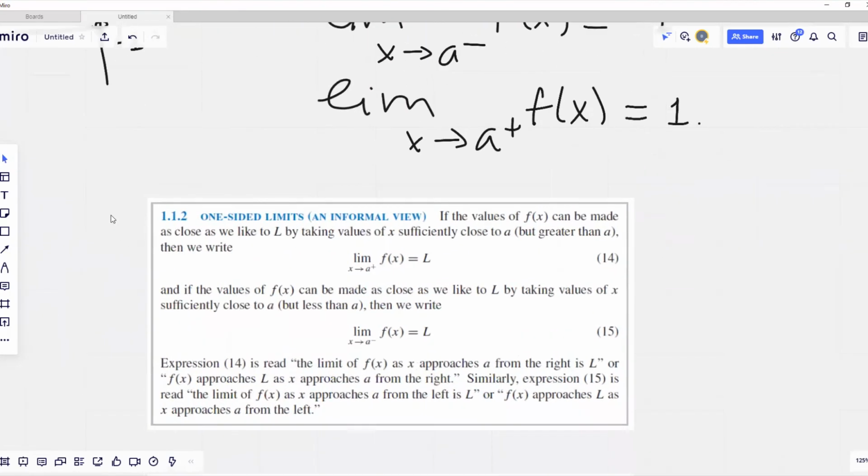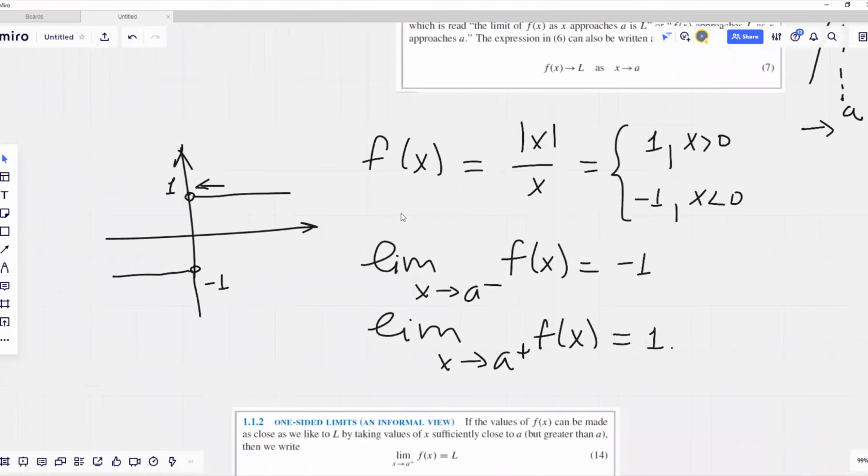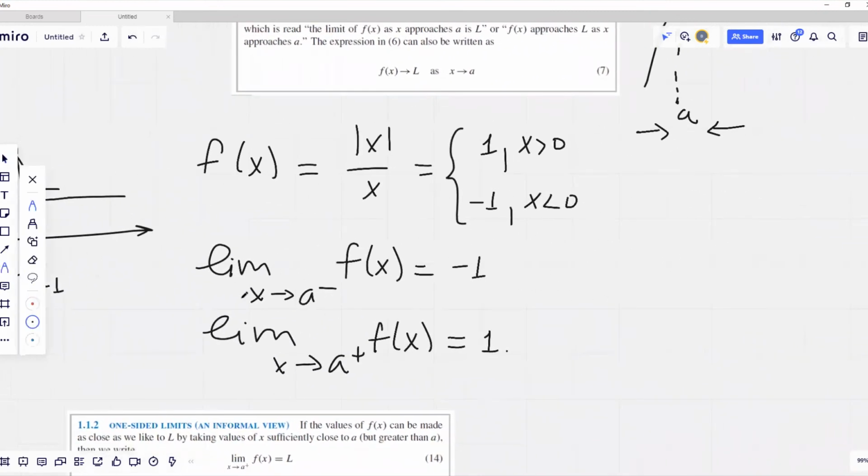So looking at our previous example here, one-sided limits exist, but they are not equal to each other, meaning that in this case, the two-sided limit doesn't exist, and we can use the following notation for that.